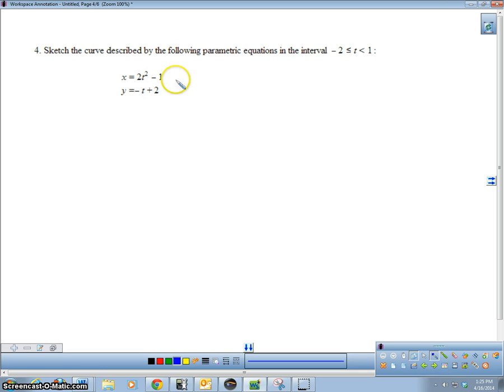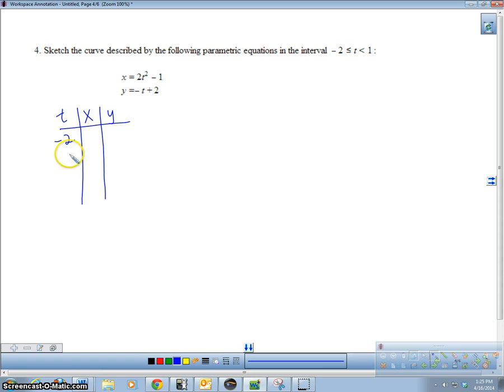Sketch the curve described by this parametric equation. The only way we did it in this class was to use values for t, and we're going to start with our lowest value, which is -2. Then we're going to go -1, 0, 1. We're going to plug -2 in here for t, and when we do that, for x we're going to get 7, and for y we're going to get 4. I'm just going to fill these in, so make sure you plug them in and check to see that you get the same answers I do. Then we're going to graph it.